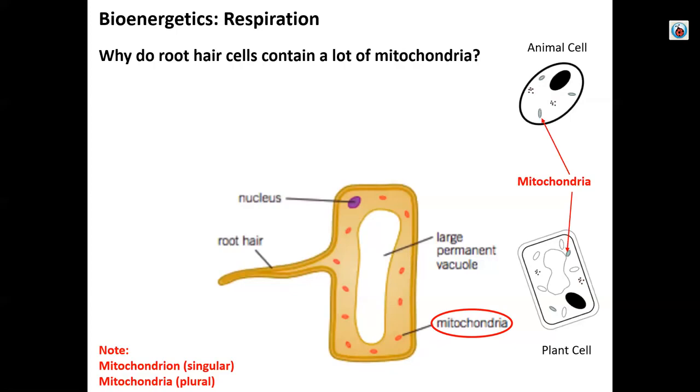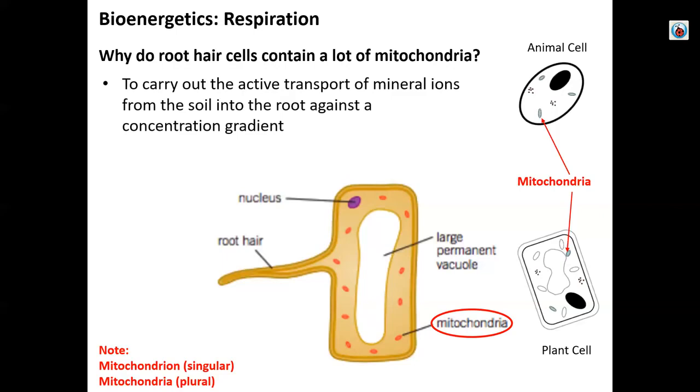Now the job of the root hair cell is twofold. It's to absorb water from the soil by osmosis, but it's also to absorb mineral ions and salts from the soil. Now, a lot of the time, the concentration of mineral ions is lower in the soil than in the plant. So the only way that the plant can obtain these mineral ions is by active transport.